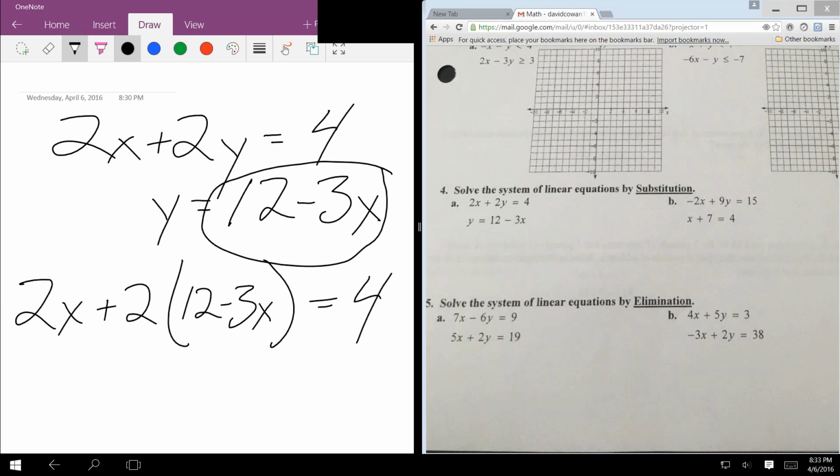Let's solve it step by step. So it'd be 2x plus 24 minus 6x is equal to 4. And then the next step would be to combine the two variables, so it'd be minus 4x plus 24 is equal to 4.